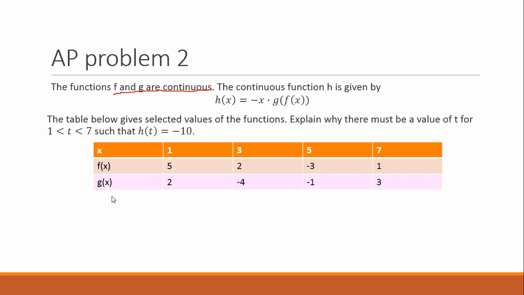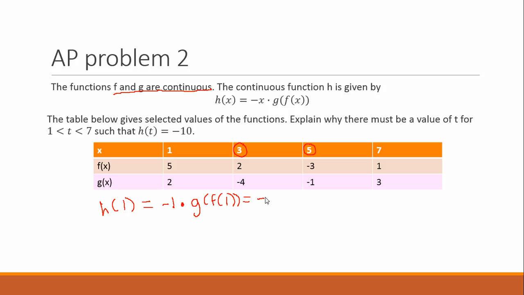So what we want to do first is check the function at h of 1, because it says we're looking between 1 and 7, so that is the key. This number 3 and this number 5 are used to trick us, but we will not be fooled. So h of 1 is equal to, as we plugged in 1 for x, negative x is simply negative 1. We're multiplying by g of f of x, so we're looking at g of f of 1.